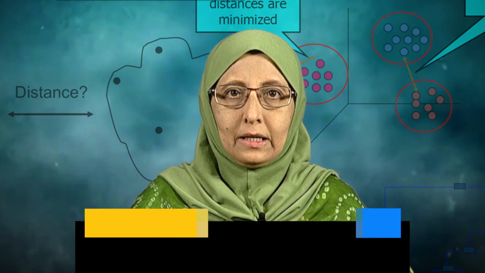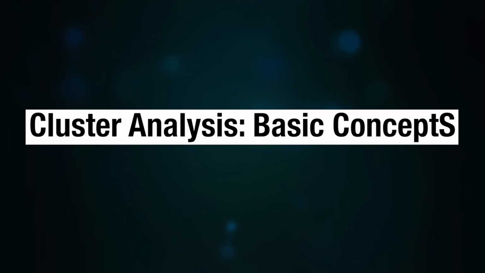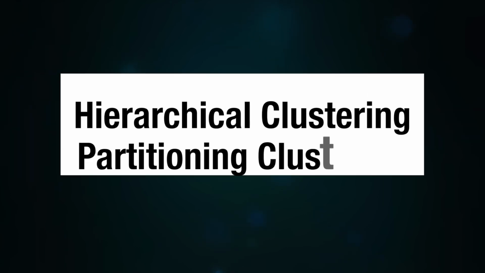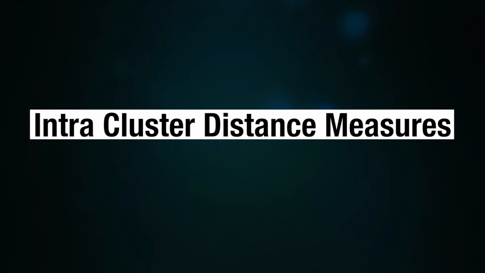Today we will be talking about clustering. The outline of today's talk is as follows. The first thing we will discuss is the cluster analysis basic concepts. Following that, we will discuss two different algorithms under clustering: one, hierarchical clustering, and two, partitioning clustering. Under hierarchical clustering, we will study two different methods: one, the agglomerative method, and the second, the divisive method. Under hierarchical clustering, we will also see the different intra-cluster distance measures. With these two methods, we will conclude this topic.